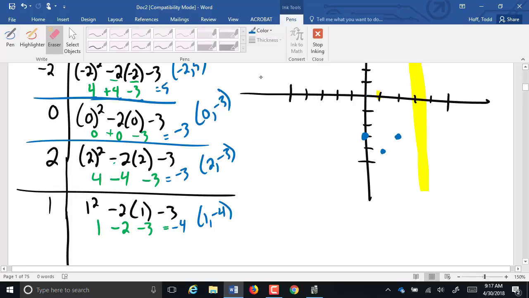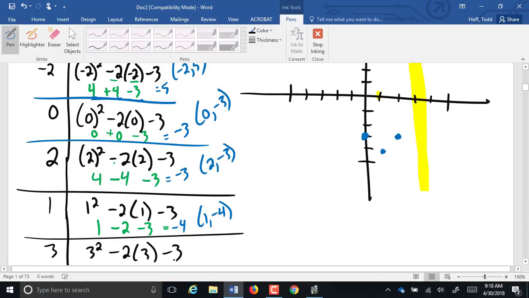So let's do x equals 3. So then y would be 3 squared minus 2 times 3 minus 3. What's 3 squared?